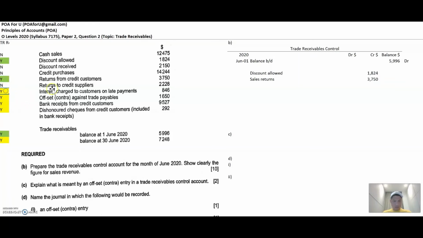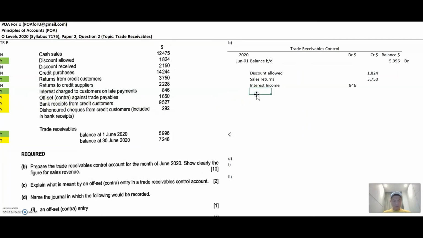Then next one is interest charge. Interest is interest income, right? Interest income is credit in nature, and if you charge your trade receivable, your customer, something, it will increase the trade receivables balance, so it will be debit trade receivables, credit interest income. And then the next one is offset contra.